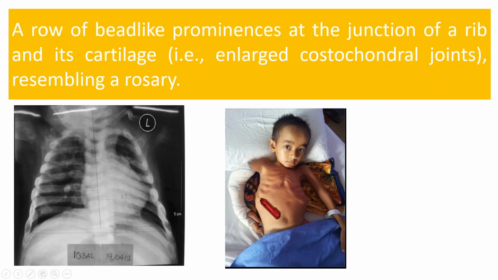This is our rib cage, which has a beaded appearance. Bead-like appearance, like a chanting chain, just like the beads in a chanting chain. So that type of appearance occurs for the rib cage. That is the condition: a row of bead-like prominences at the junction of rib and cartilage.